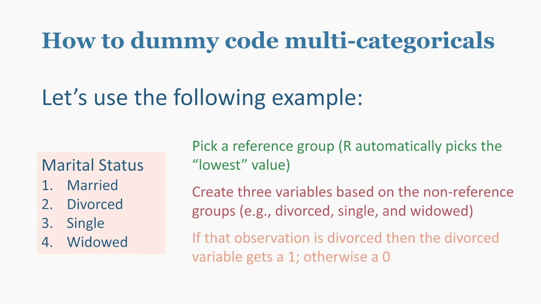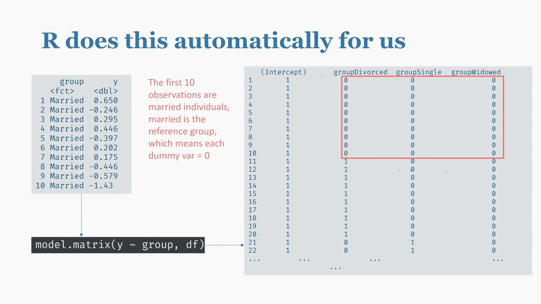Say you have an observation for a person that's divorced, for example, then the divorced variable will get a 1 under that category and then a 0 under the single and widowed variables. And if they're not divorced, then they would get a 0. This is done for each of the 3 dummy variables, and to give you an idea of what that looks like, this is what R is doing on the back end. It does this all automatically. This isn't something you would need to do by hand.